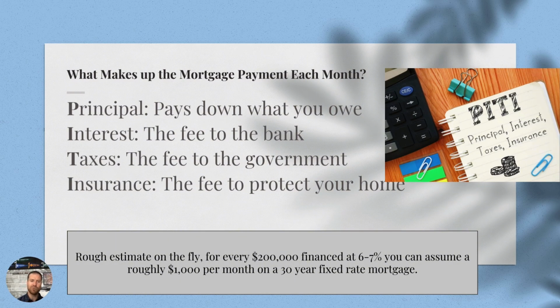As a rough estimate on the fly, for every $200,000 that you borrow, which is financed at 6 to 7%, which is what current interest rates are roughly around this time in 2025, you can assume roughly $1,000 per month on a 30-year fixed rate mortgage. So if I needed to borrow $600,000, then I know that that's going to be approximately a $3,000 per month payment on that 30-year fixed rate mortgage. And that is, of course, subject to change, and it depends on how much the insurance is where you live, what the property taxes are, and other variables.